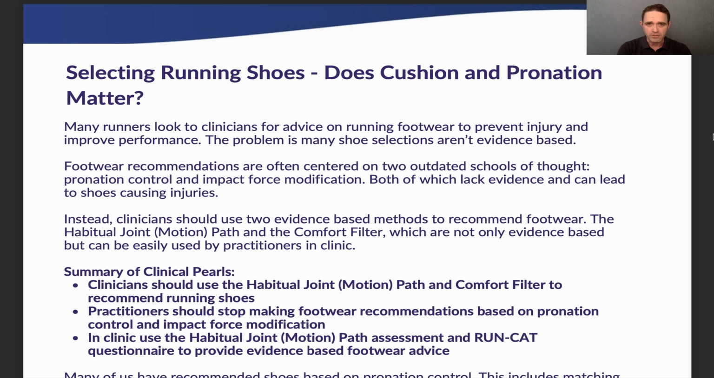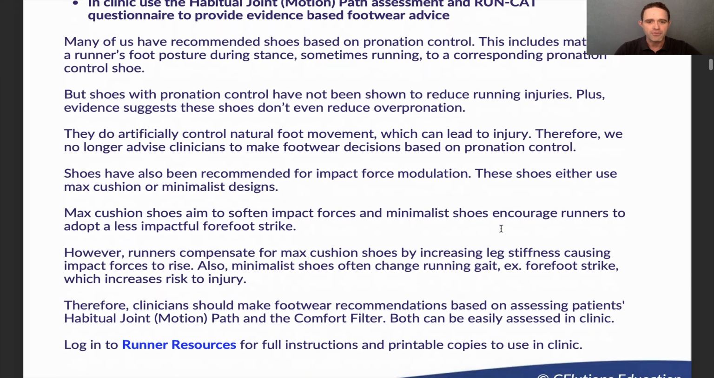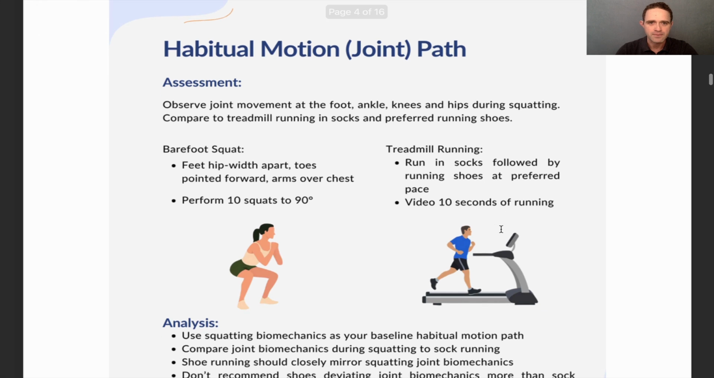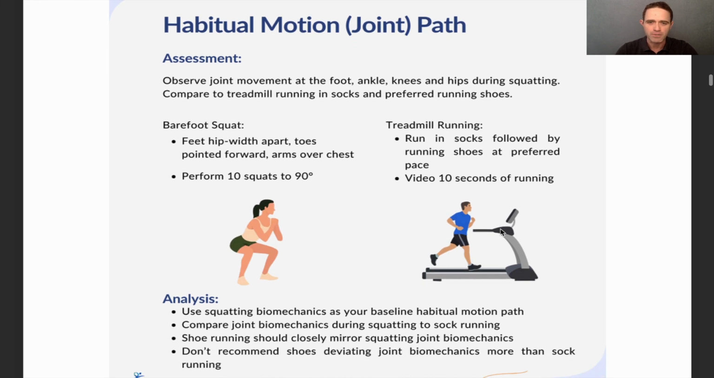So what do we use? You're probably thinking to yourself, well, Justin, tell me something I can use to help these patients and get runners in great shoes. Well, let's start with talking about the habitual joint motion path. That's a really good way to be able to find what patients need. Let me take you through and show you how that works. So the habitual joint motion path.